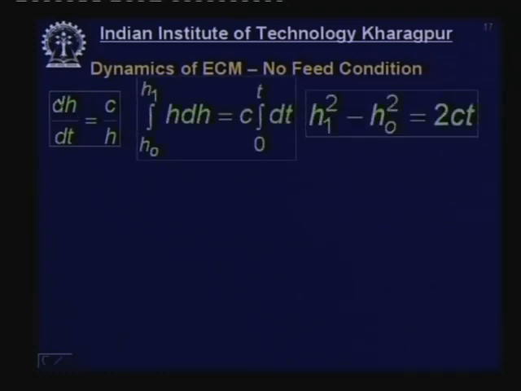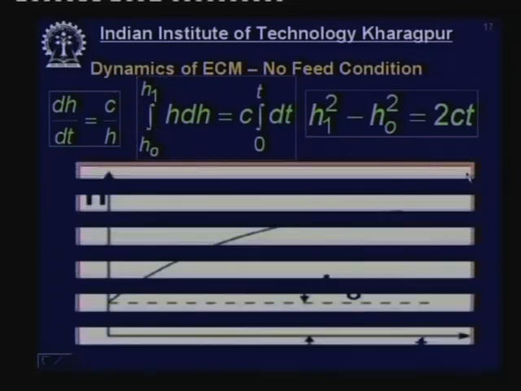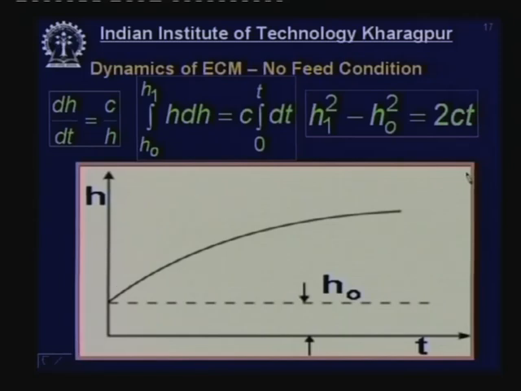What was H? H was the separation distance. So, I can integrate between initial and some value H1, and I get an equation like this. If I plot this equation, what happens? It is something like this. This is your H0, the initial separation between the tool and the workpiece. As time progresses, time is your x axis, the H increases in a parabolic manner. Why does it increase in a parabolic manner? Because that is dictated by this particular equation.